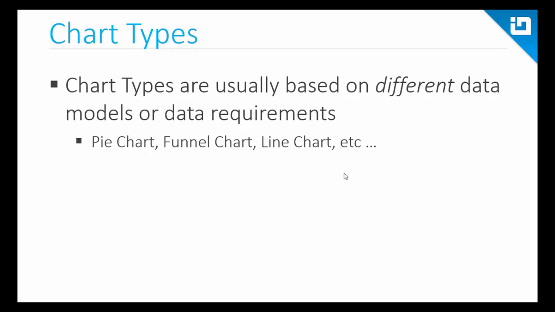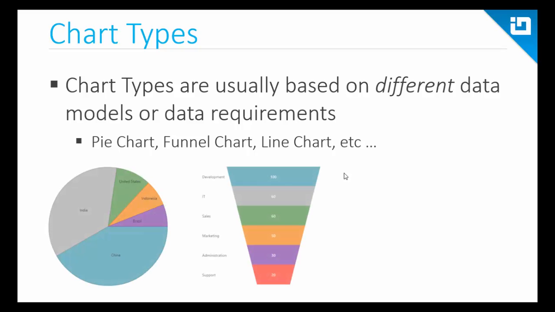So what we're going to talk about today are chart types. Chart types are usually based on different data models or data requirements. So when we talk about a chart type, you say, hey, we're going to do a pie chart, we're going to use a funnel chart for this, we're going to use a column chart, a line chart, a histogram chart. So in general terminology, a chart type is usually based on a different data model.